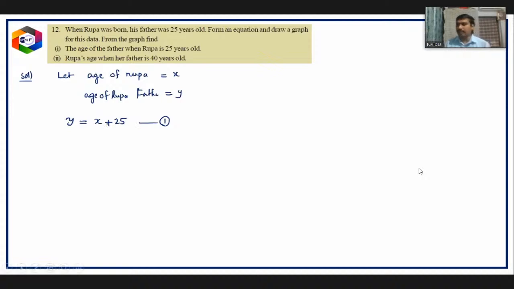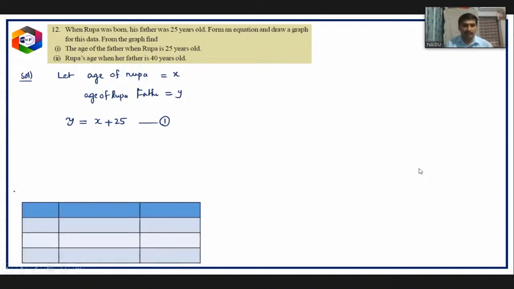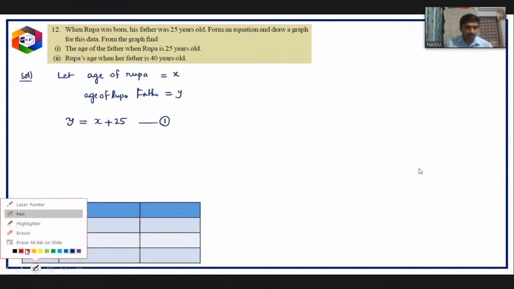Again, the same method. We have to calculate the points which satisfy this linear equation, plot these points on the graph sheet, and draw the graph. Two questions are given: the age of the father when Rupa is 25 years old, and Rupa's age when the father is 40. Is it clear, children? Now let us take the table here, and the question is here. This is the x value here.